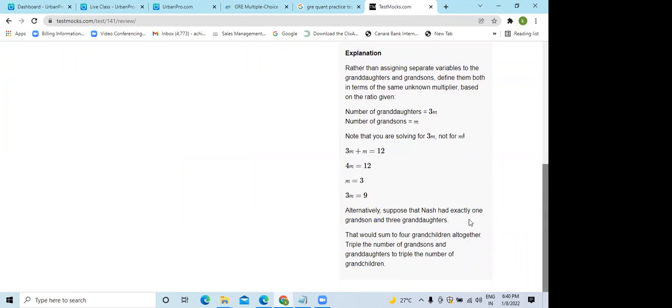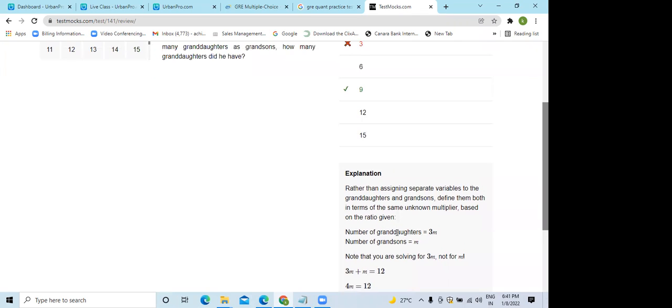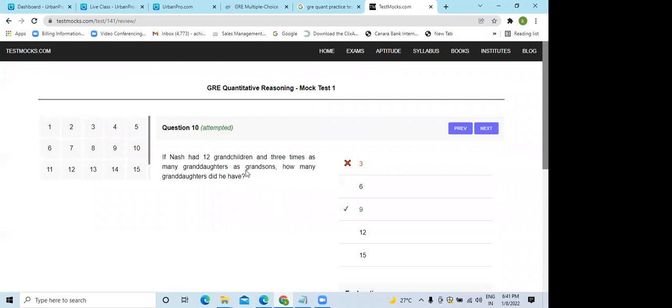Alternatively, suppose that Nash had exactly 1 grandson and 3 granddaughters. That would sum up to 4 grandchildren altogether. Triple the number of grandsons. There's a shortcut method. You could do that also if you are using that trick, right? No problem.